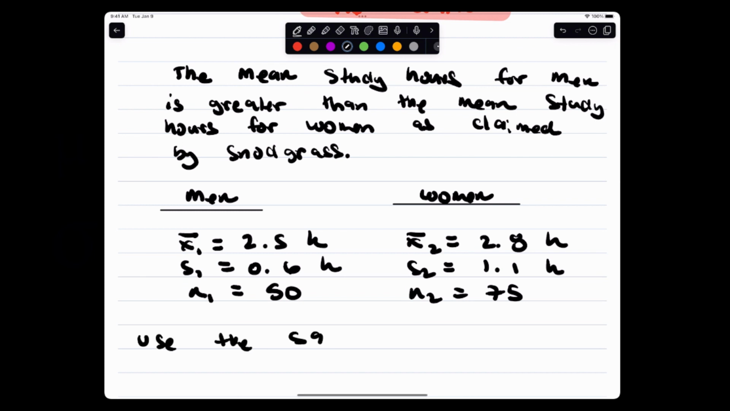Use the 5% level of significance to test this claim, okay? So I'm going to have you guys try this out yourself. I want to have you guys try it. We're going to give you guys some time. And let's see how it goes, okay? Let's try this out.